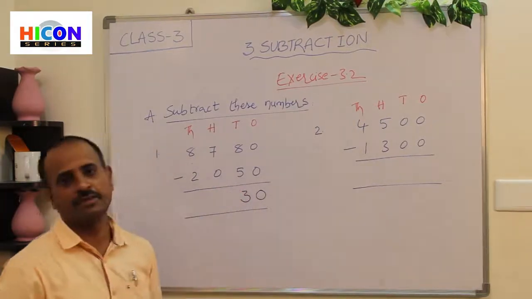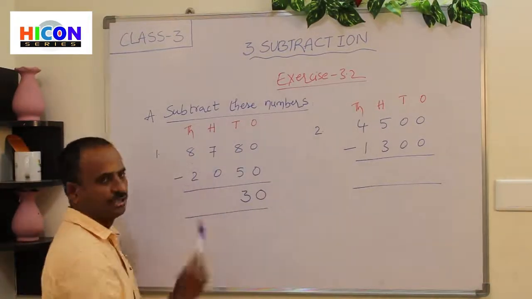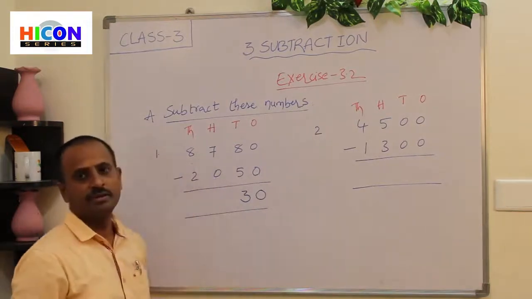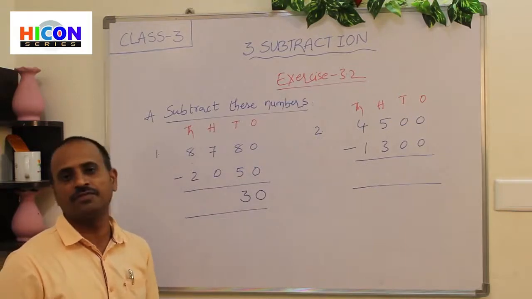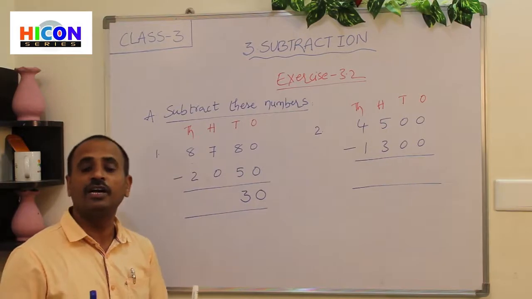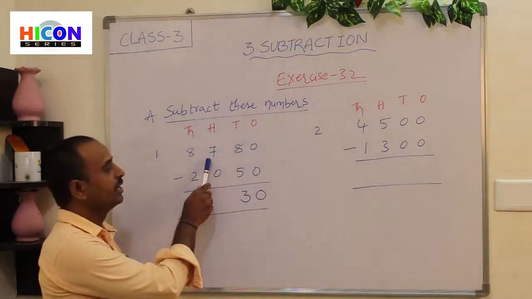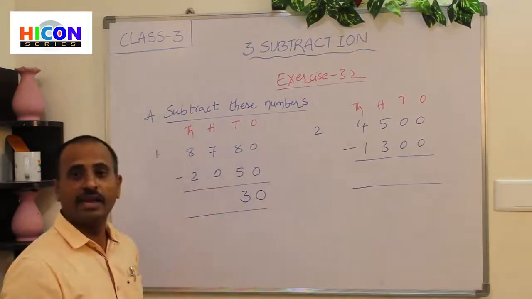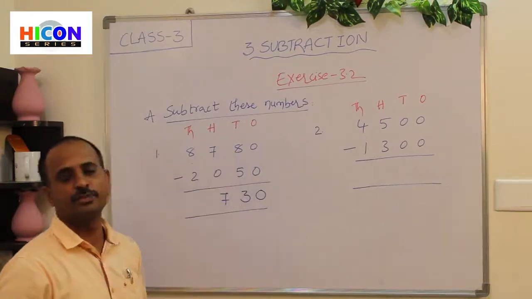Now go to hundreds place. What are the digits present under hundreds place? 7 and 0. Now we have to subtract 0 from 7. Do you remember the subtraction facts? That means, do you remember the properties of subtraction? We have learned one property: if we subtract 0 from any number, we will get the same number. So if we subtract 0 from 7, again we will get 7. So write 7 under hundreds place.